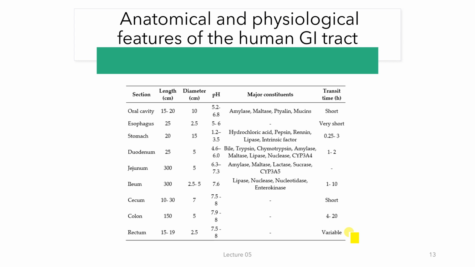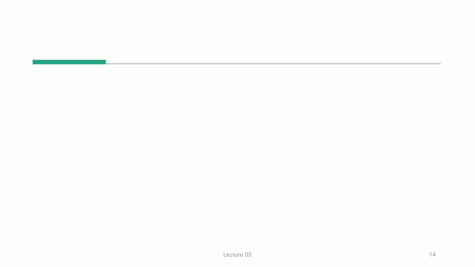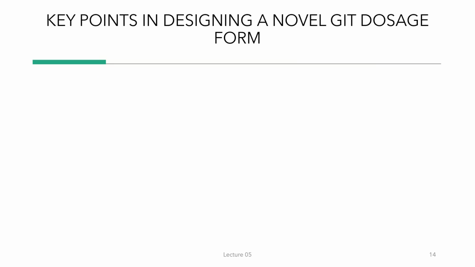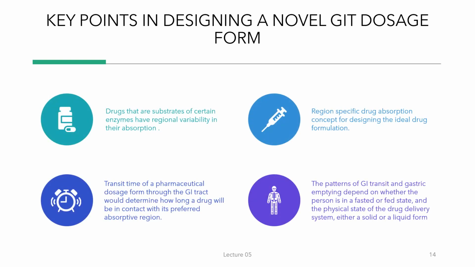Drugs that are substrates to certain enzymes in a particular region of the GI tract might have regional variability in their absorption along the GI tract. There are key points in designing a novel GIT dosage form. Number one, as I have already told you, drugs that are substrates to certain enzymes in particular regions of the GI tract might have regional variability in their absorption along the GI tract. One should consider this region-specific drug absorption concept for designing the ideal drug formulation.